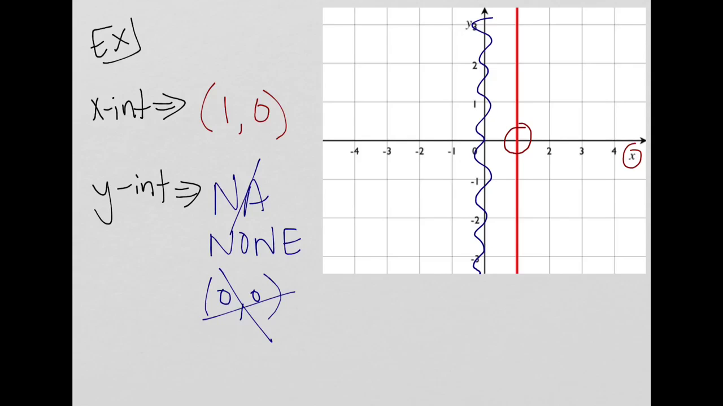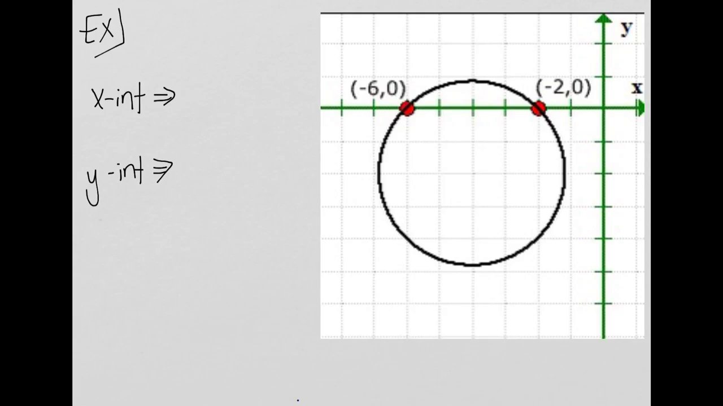Alright, so in this special case, and there's another special case we'll talk about later, there is only one type of intercept. It's the x-intercept. Alright? All right, one more graph, just another kind of graph to look at. This is not a function. All right, it fails the vertical line test, which we'll talk about later.